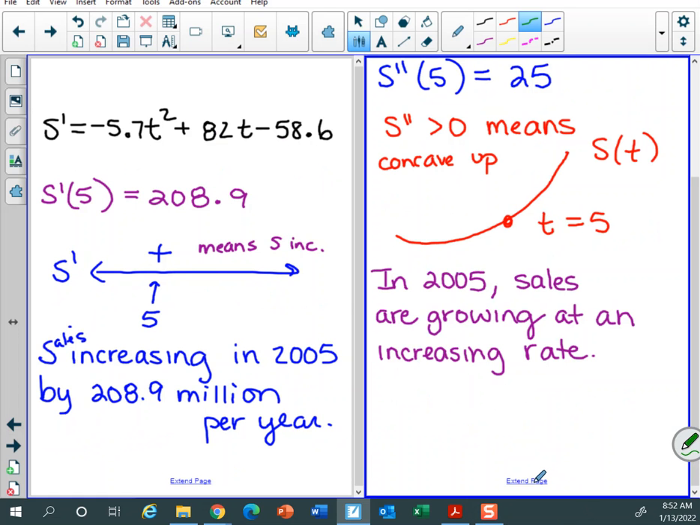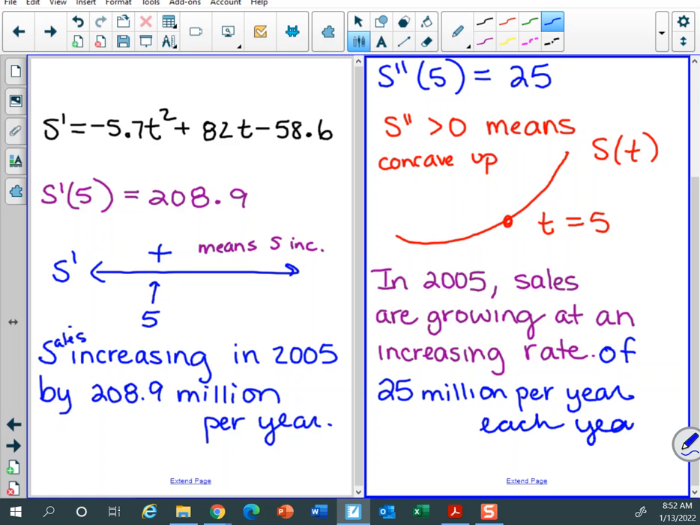And if we want to add something onto this, because you're wondering about the answer, they're growing at an increasing rate of 25 million per year, each year. It's like meters per second squared. It's acceleration. It's growing and accelerating with a positive acceleration. 25 million per year, every year.